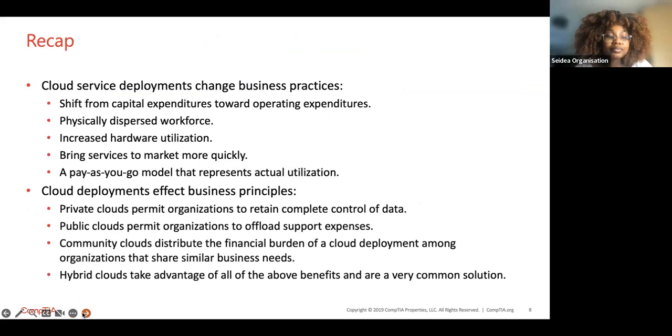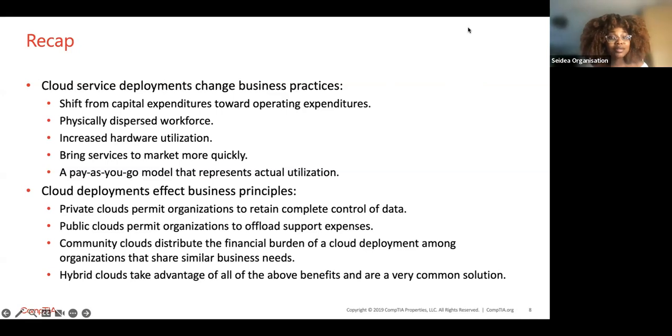And then a recap of everything I have said. We're looking at cloud service deployments, which can change your business practices. For example, a shift from capital expenditures towards operating expenditures. Also, if you have a physically dispersed workforce, it's going to change your business practice because, in the past, it was quite difficult to work from home. When people didn't have cloud, they were having pieces of paper and things like that. It was very much physical based.